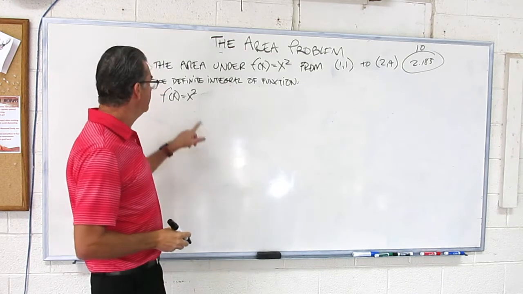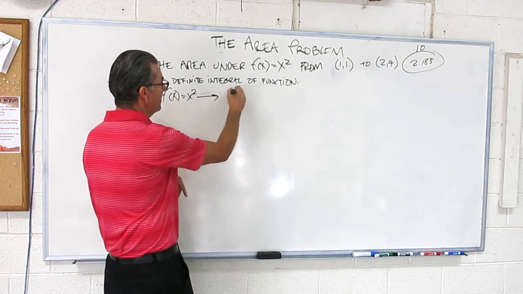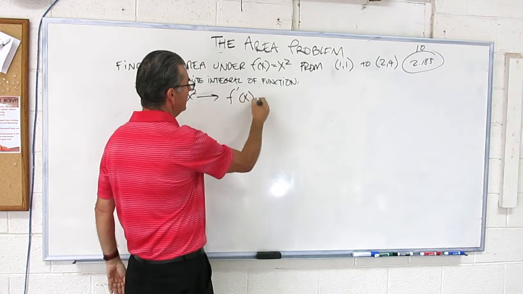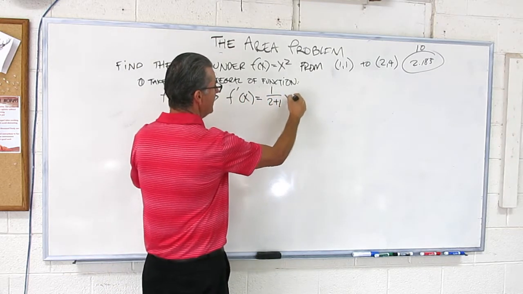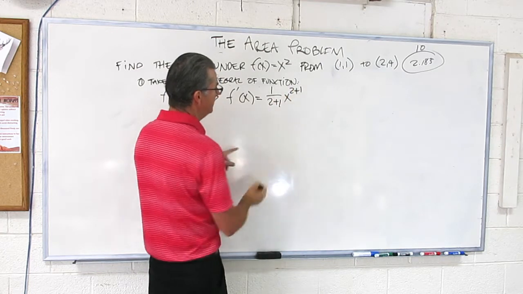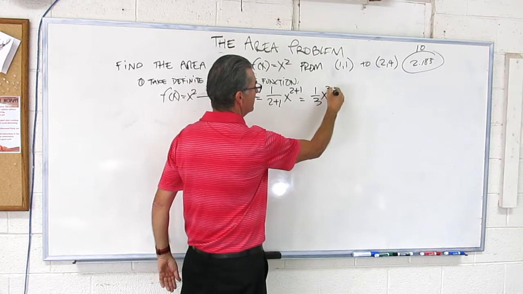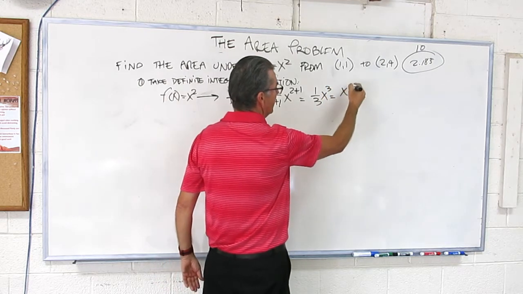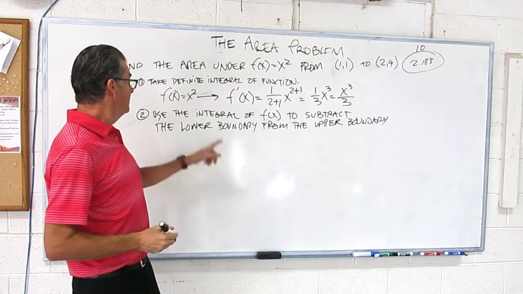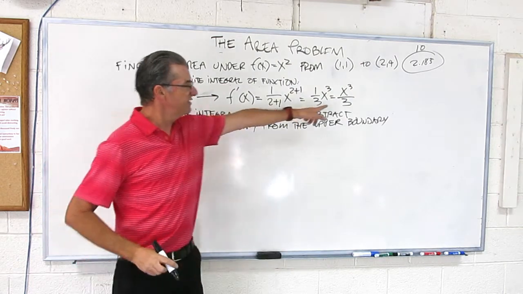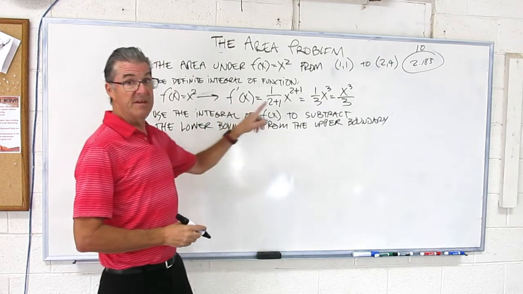Okay, so let's do that calculation. Here's f of x. It equals x squared. So to get f prime of x, we do the following. F prime of x is going to equal 1 over 2 plus 1 x to the 2 plus 1. This ends up being 1 over 3 x to the third, which we simplify by just going x to the third over 3. Okay, so now what we do is we use the integral of f of x, this function that we just derived, to subtract the lower boundary from the upper boundary.